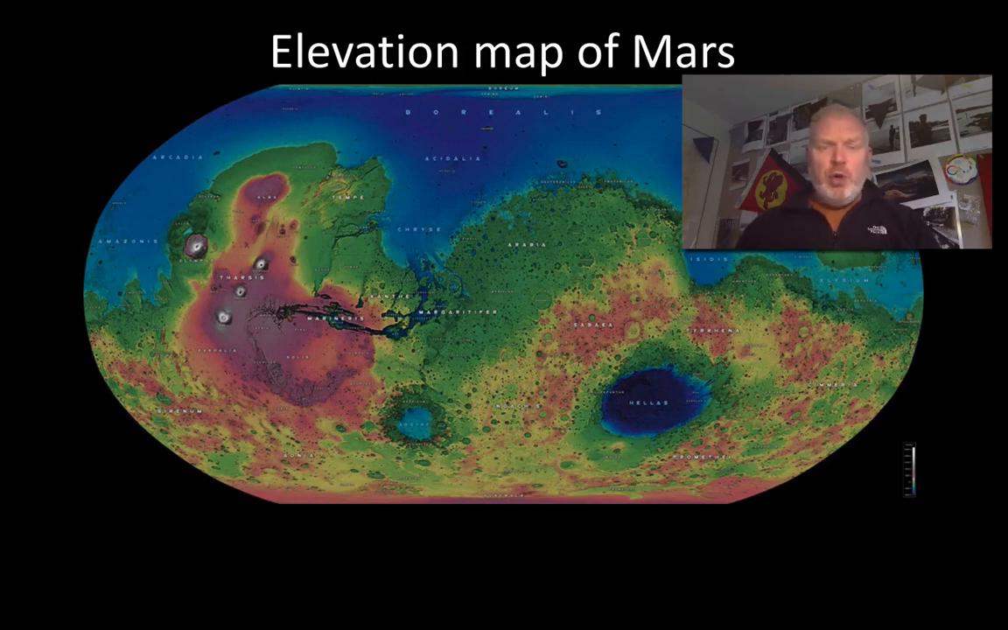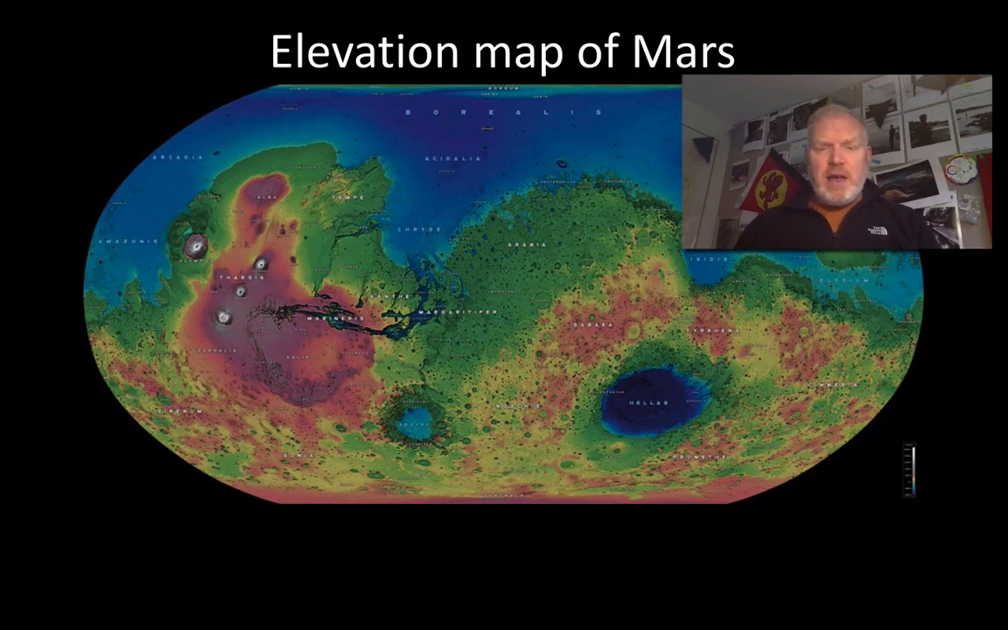So, for example, we can fairly easily pick out the enormous volcano of Olympus Mons on the left-hand side of this map. But it's not the volcanoes I want to look at in this lesson. It's one of the most spectacular features that we find on Mars, a place called the Valles Marineris.